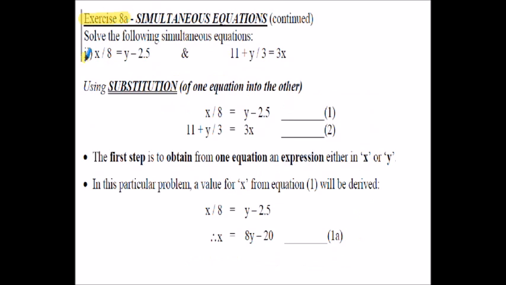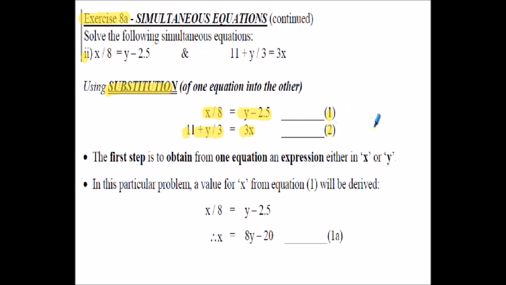Exercise 8a, part 2. We're going to use substitution to solve these simultaneous equations. So from the question, we've got x divided by 8 is equal to y minus 2.5, called that equation 1. And we've got 11 plus y divided by 3 is equal to 3x, I've called that equation 2.